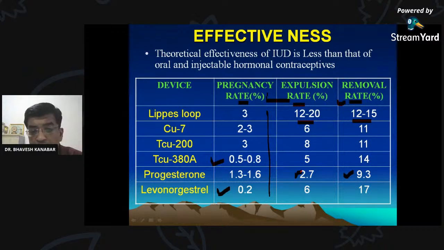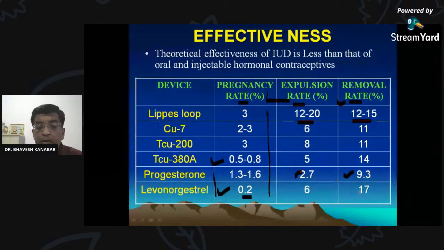Yes, I'm getting answers. Hormonal in general. Okay, progesterone. Two students are saying progesterone. Hormonal. Yes, of course, both these hormone containing devices are very good, progesterone as well as levonorgestrel. You can see that the pregnancy rate is very low. And here you can see levonorgestrel 0.2, lowest.